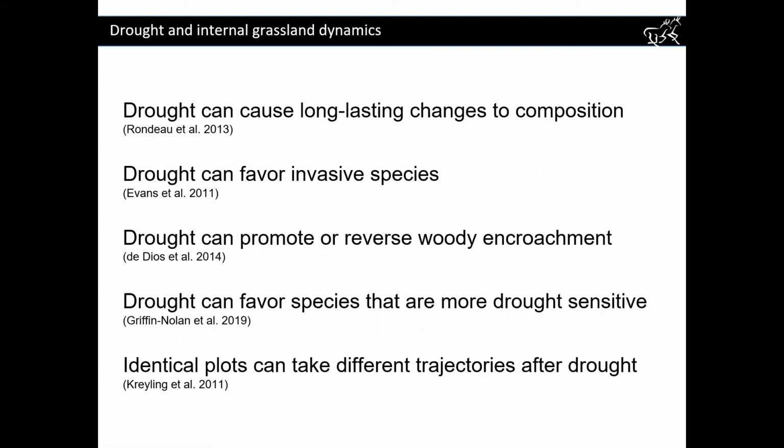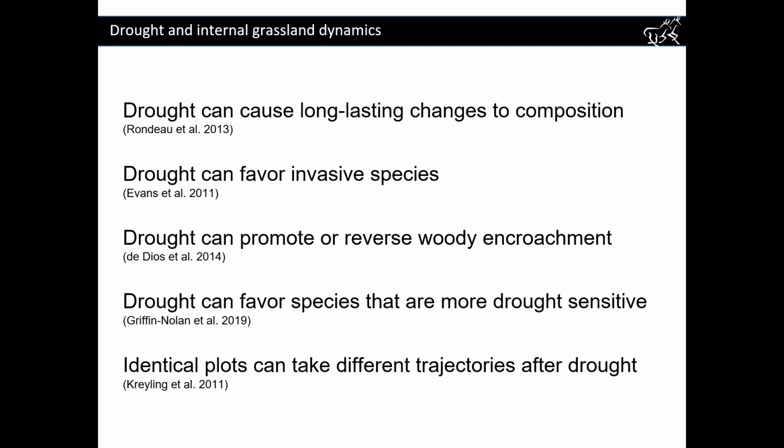Some of the work that we see today, right, just focusing on drought and thinking about internal grassland dynamics, we know that drought can in fact cause long-lasting changes to composition. It can sometimes favor invasive species. It could either promote or maybe reverse woody encroachment. It could even paradoxically favor species that are more drought sensitive, maybe because they're really fast growers or what have you. But one thing that seems really interesting in some of the experimental drought plots is that identical plots at time 1 can take totally different ecological trajectories after drought. So there is a lot of stochasticity in this environment, right? There's a lot of different directions that ecosystems could go.